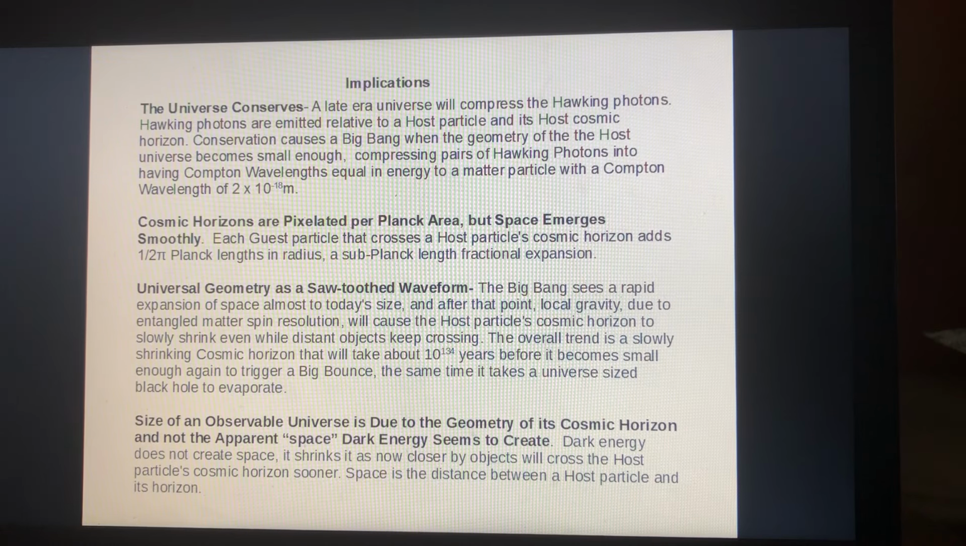So the implications of this: the universe conserves. The late era universe will compress Hawking photons. Hawking photons are emitted relative to a host particle and its host cosmic horizon. Conservation causes a big bang when the geometry of the host universe becomes small enough, compressing pairs of Hawking photons into having Compton wavelengths equal in energy to a matter particle with a Compton wavelength of 2 times 10 to the negative 18 meters.